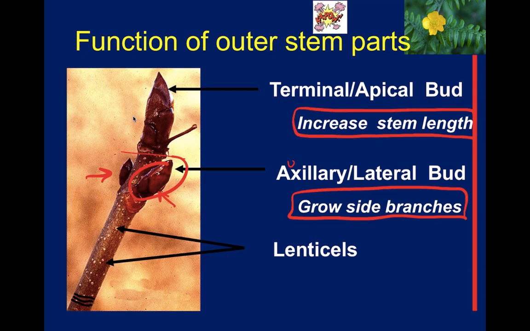And down on your stem, if you have a look, you have these little dots. These are actually holes in your stem. They're called lenticels, and they are necessary for gas exchange.